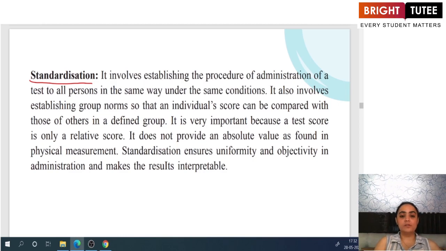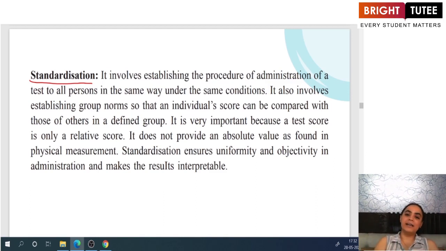So it involves establishing some norms, some rules, so that an individual score can be compared to the others also. When the test is standard, when the condition was standard for everybody, the comparison is easily feasible and accurate as well. So it is very important because your test score is going to be relative. It is going to be a comparative value that will be compared to the others. It is not an absolute value, as you can find when you measure somebody physically.